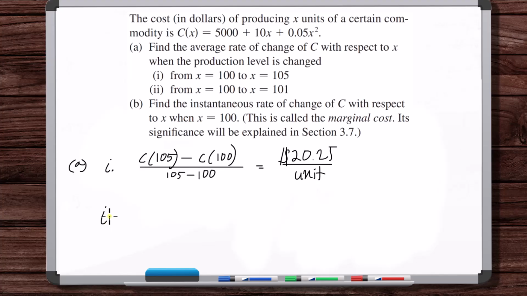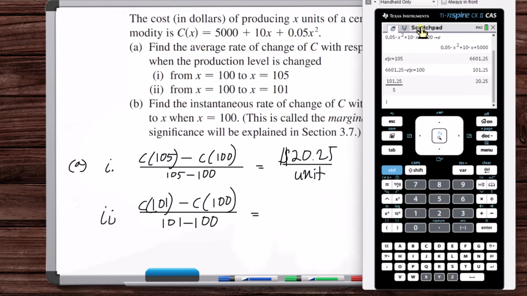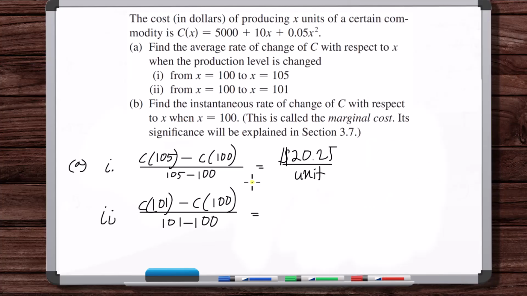Now, if we do this going from 101 to 100, we're going to expect something similar, but what we get should be more reflective of the derivative C prime of 100. So we've got 101, then minus 100, then divided by 1. So $20.05. It's similar, but a little bit different.